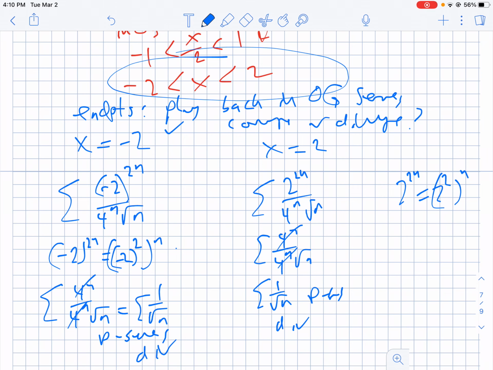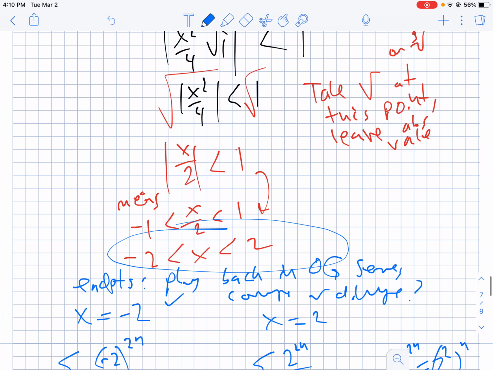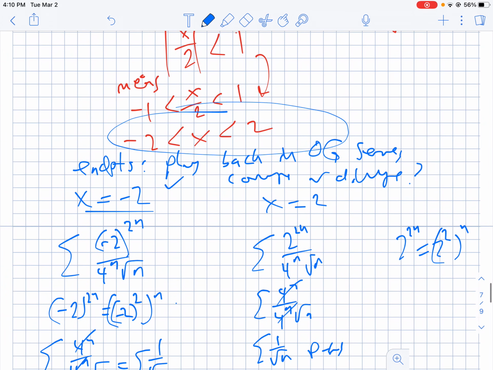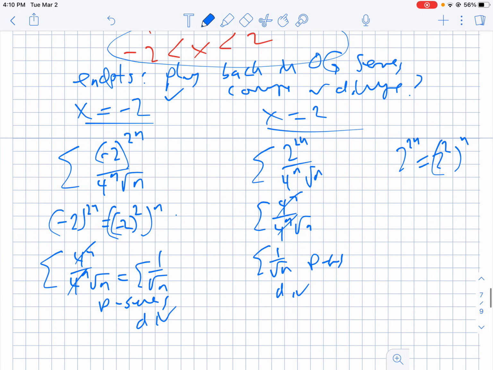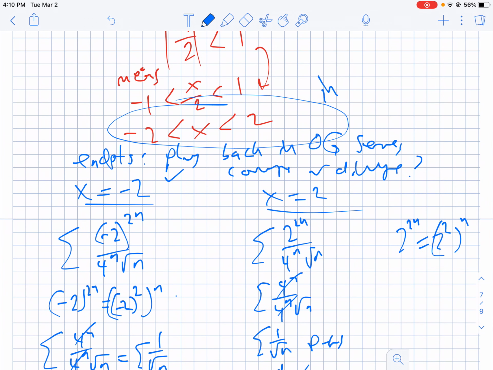And I'm trying to model for you what your work should look like on the AP test. You're writing out the limit. You're taking the square root. You check these endpoints both explicitly. You talk about why they converge or why they diverge. And then give your final answer here.